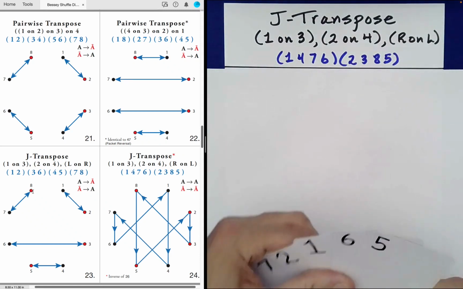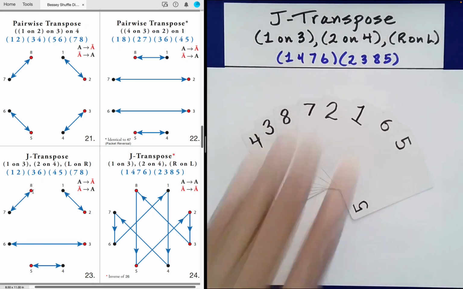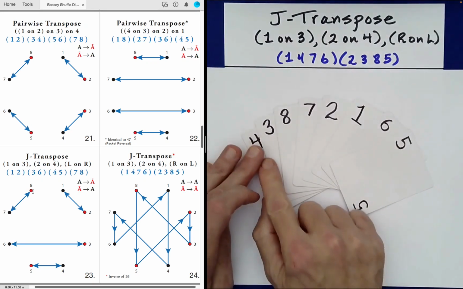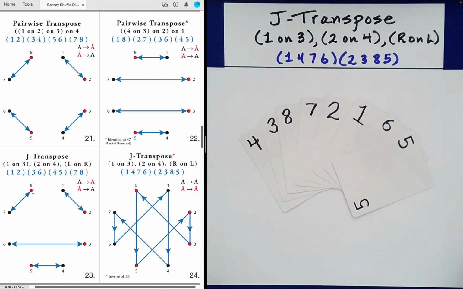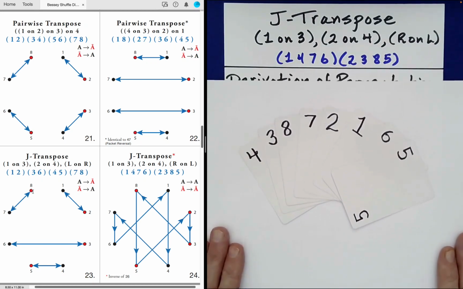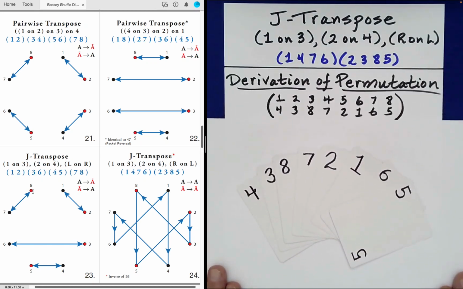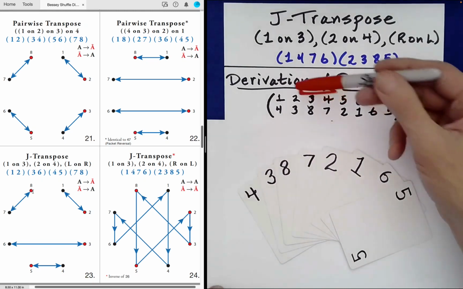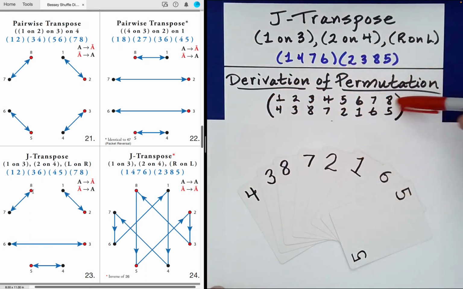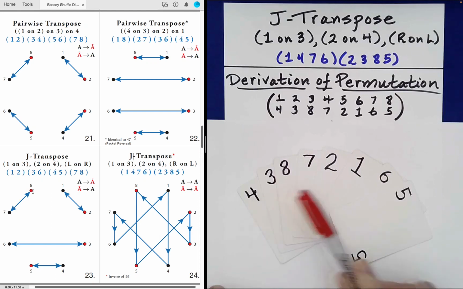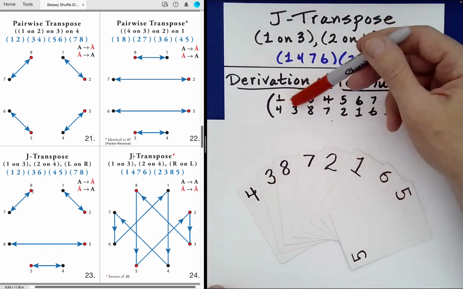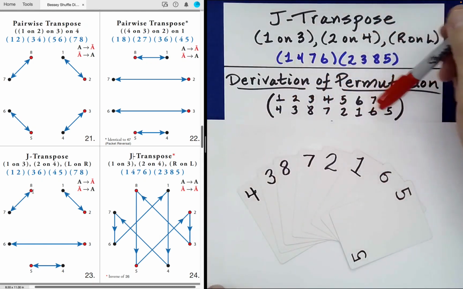So what is the new ordering that results from that? Well, let's take a look. We get 4, 3, 8, 7, 2, 1, 6, 5. So in Cauchy's 2-line notation, we obtain the following. The top row, of course, consists of just 1 through 8, and the bottom row is this new ordering here, 4, 3, 8, 7, 2, 1, 6, 5.